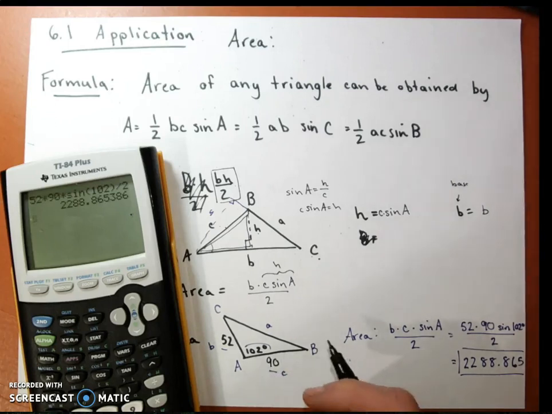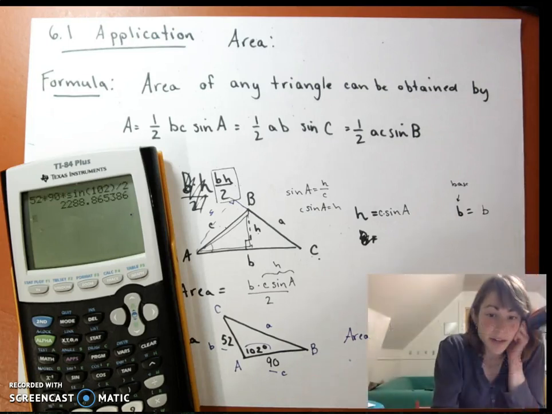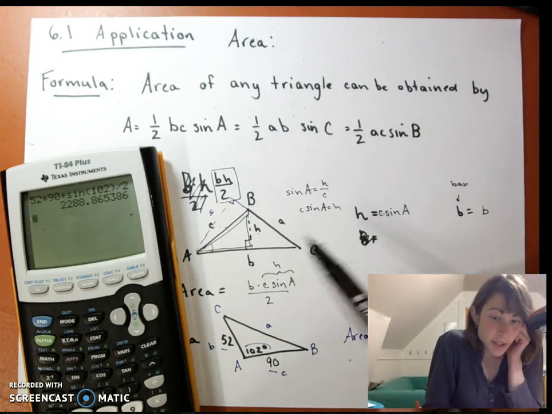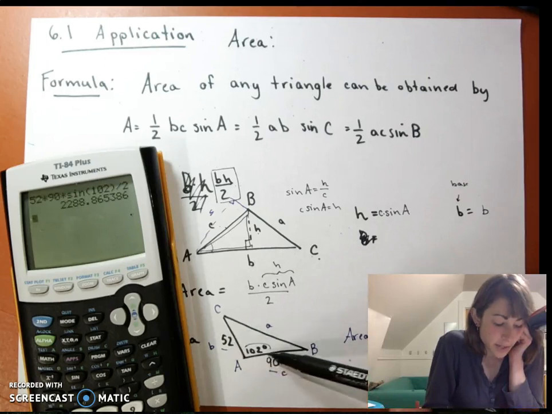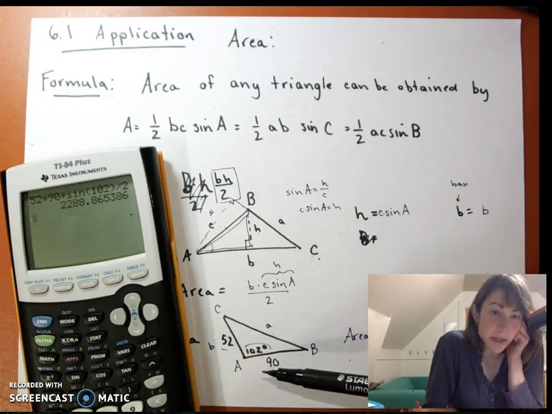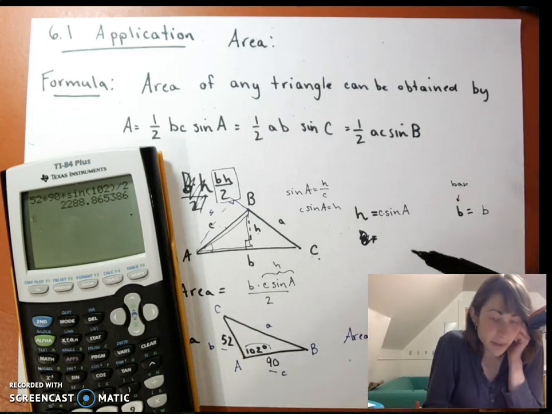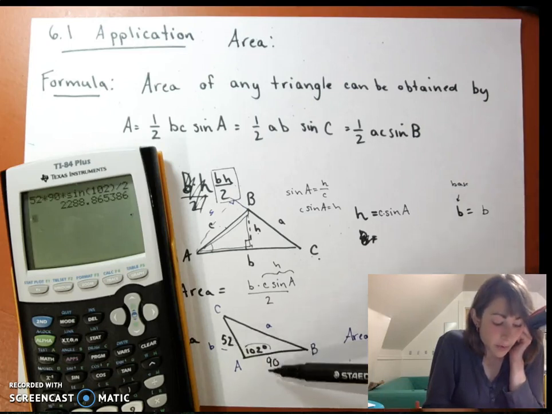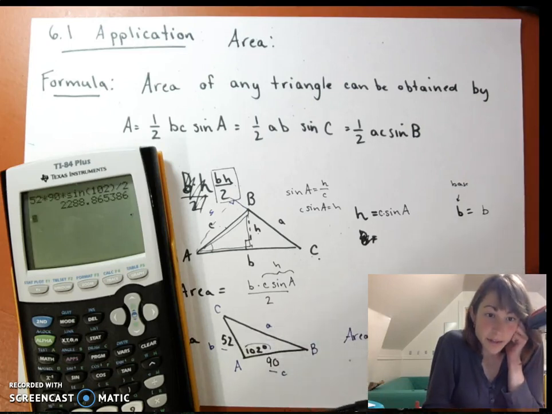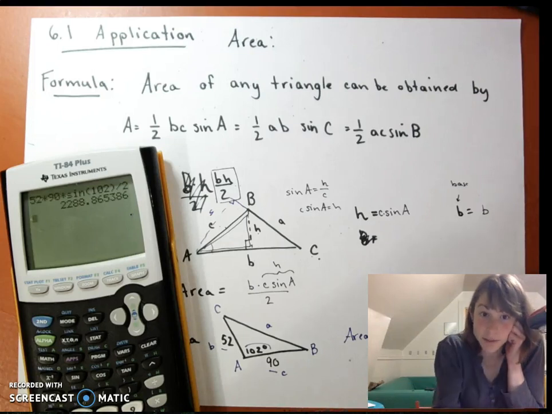The most important thing is to make sure that we have the correct information. The information that we really need is two sides and the angle between them. We'll learn another area formula where we need only the side lengths. We don't need any angles. So we'll learn that in the next section.